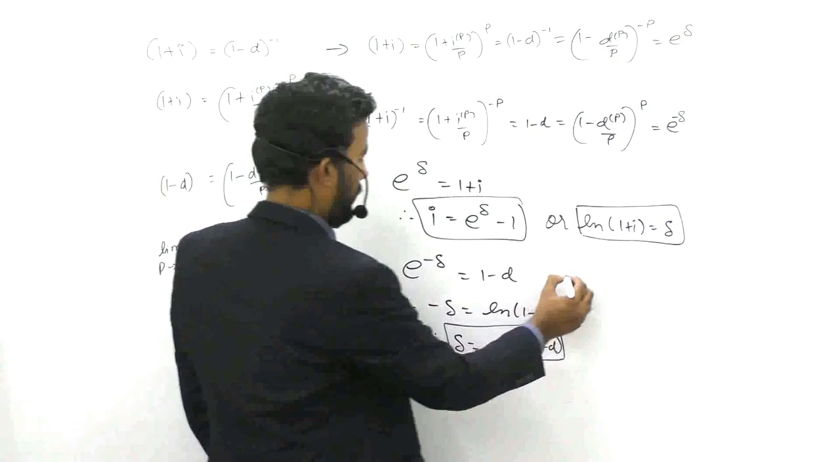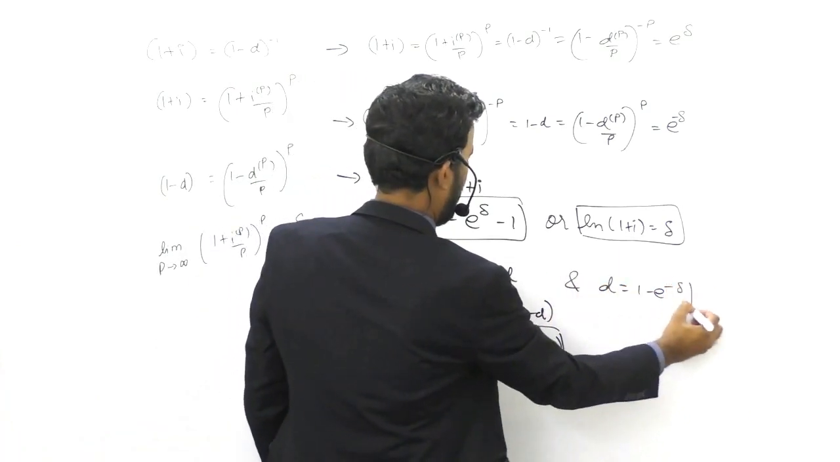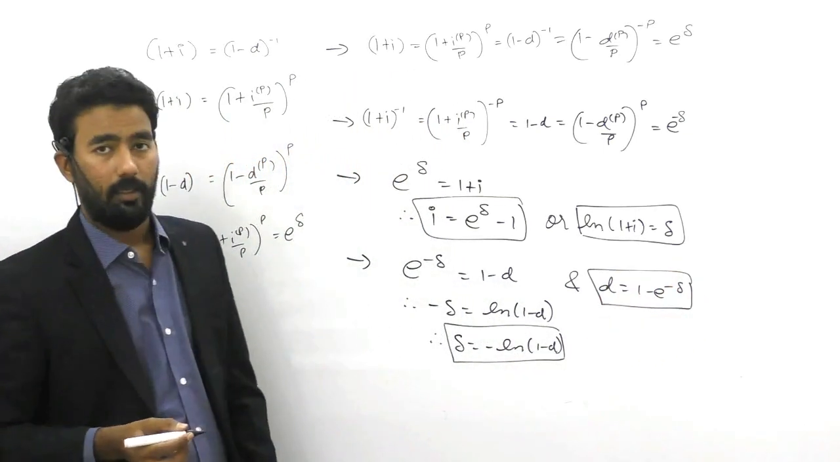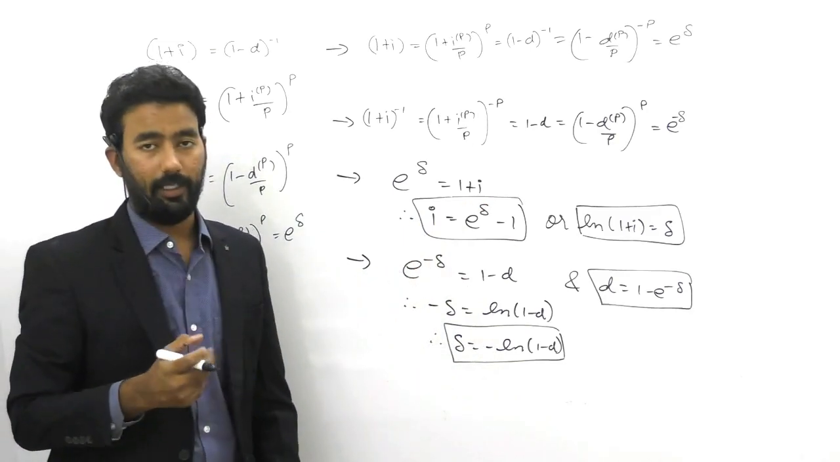Simply you can write d is equal to 1 minus e raised to minus delta. How to find d when delta is given. So these relationships are more frequently used. This you should definitely keep in mind.